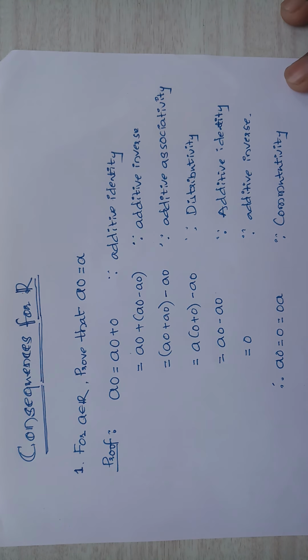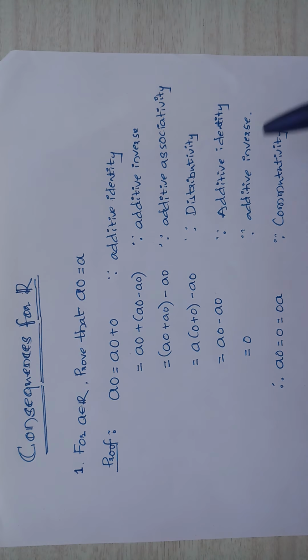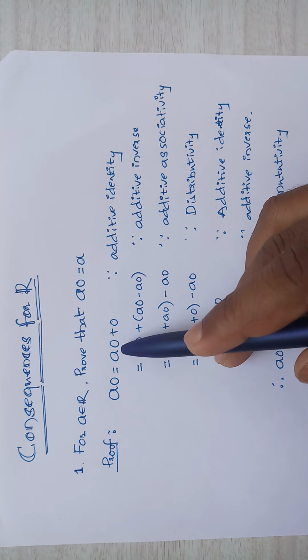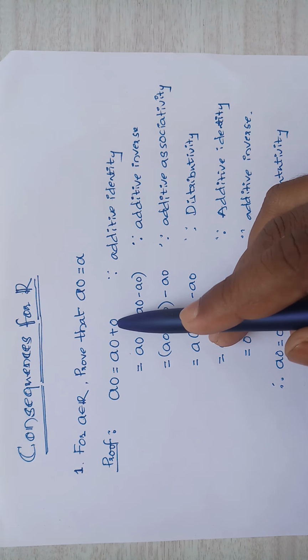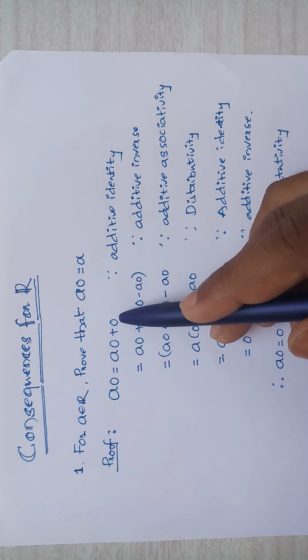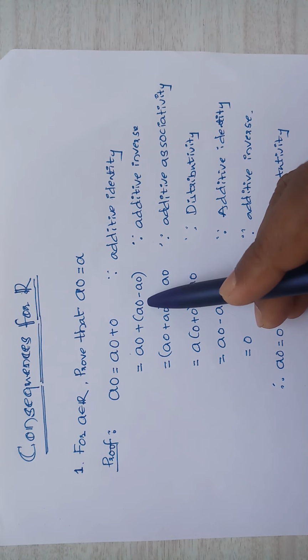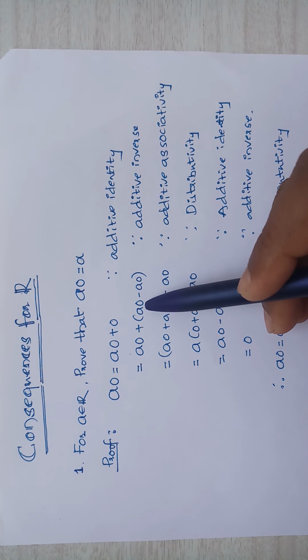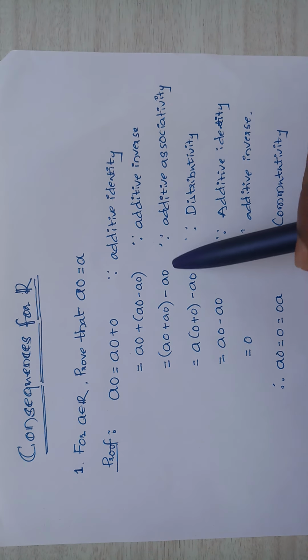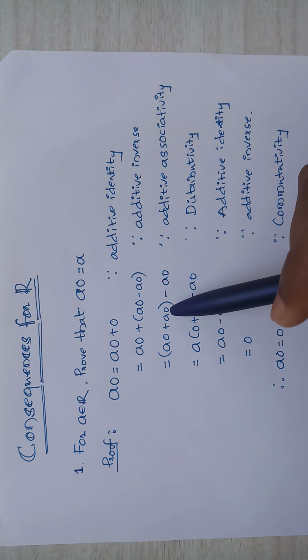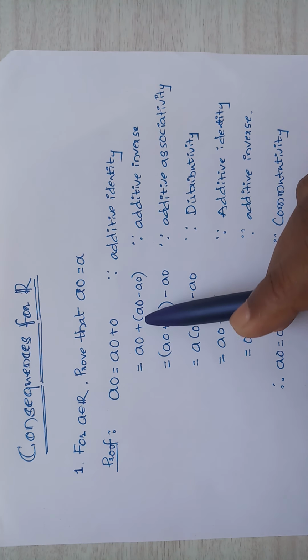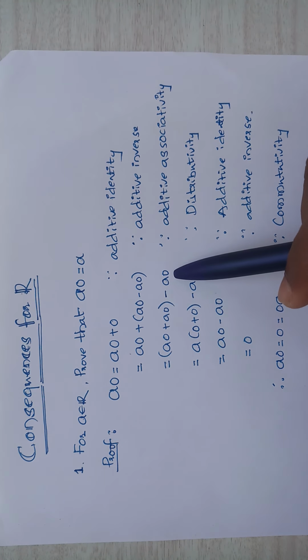For A belongs to R, prove that A into 0 is equal to 0. I take A into 0 is equal to A into 0 plus 0. Here I add 0 because 0 is the additive identity. I write in the place of 0, A0 minus A0, that is additive inverse. Later using the additive associative law, I write A0 plus A0 minus A0.